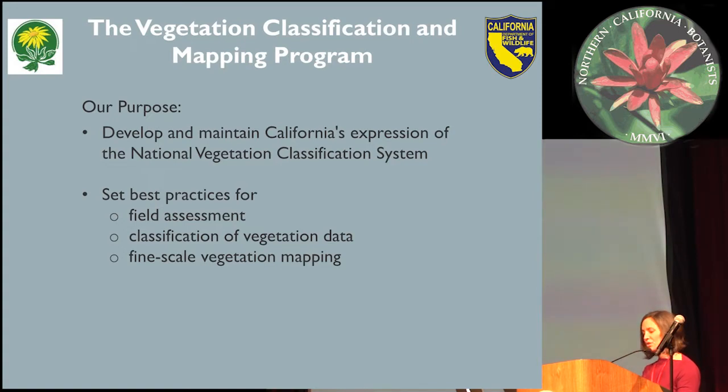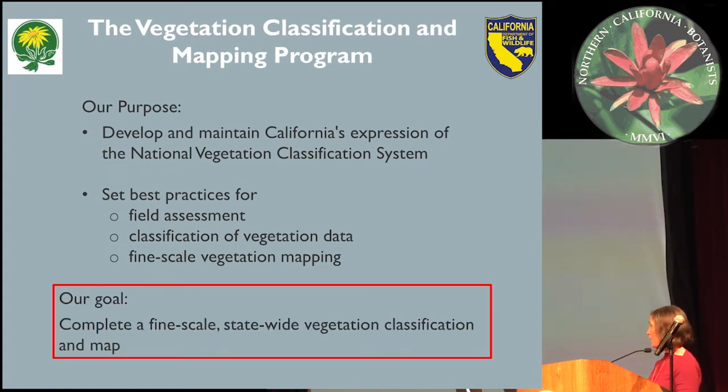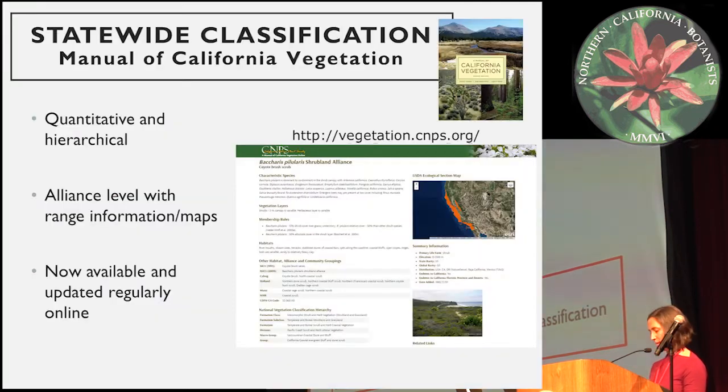So VegCAMP, in conjunction with the California Native Plant Society's vegetation program, develops and maintains California's expression of the National Vegetation Classification System. We also develop the state's suggested practices for vegetation sampling, vegetation classification analysis, and vegetation mapping, with a goal of completing a fine-scale statewide vegetation classification and map. All of this is to say that we have a lot of publicly available vegetation-related data that we want you all to use. So this is how you access all of it.